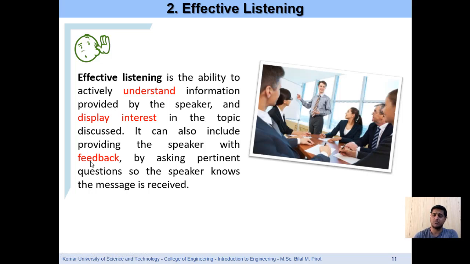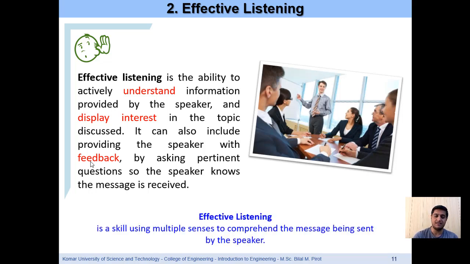How can you provide feedback for the speaker? By asking questions, by having comments. If you have a question or a comment for someone, what does that mean? It means you have listened effectively, you understood what they have said, and you have a question and a comment. So those three points are very important: understanding what people are saying, displaying your interest, and providing feedback.